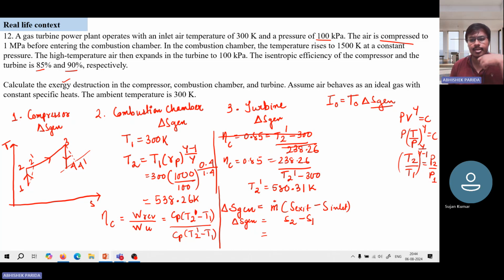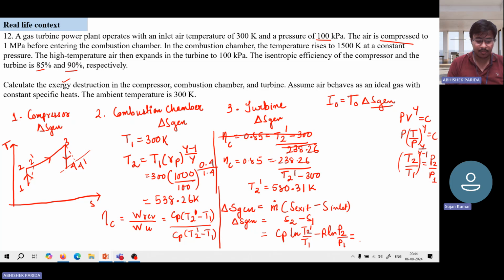How to calculate S2 minus S1? Assuming that air is an ideal gas, it is the same formula that you were saying earlier: Cp ln T2 by T1 minus R ln P2 by P1. This is not T2, this has to be the actual exit T2 dash, but P2 won't change. If the pressure were increasing or reducing after exit, the question would have mentioned it. In this case, the pressure is assumed constant, so only T2 dash will change. Calculate delta Sgen for this.